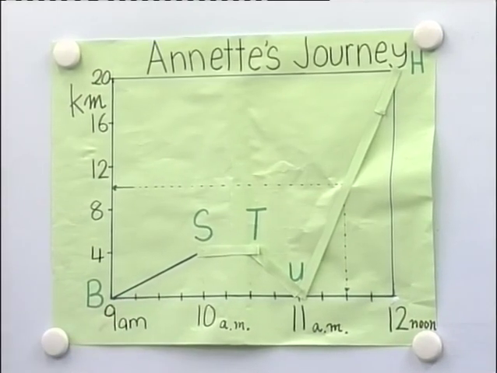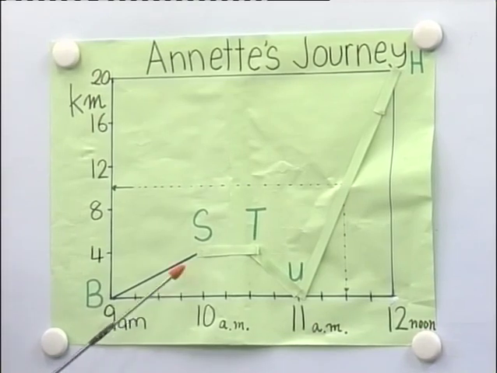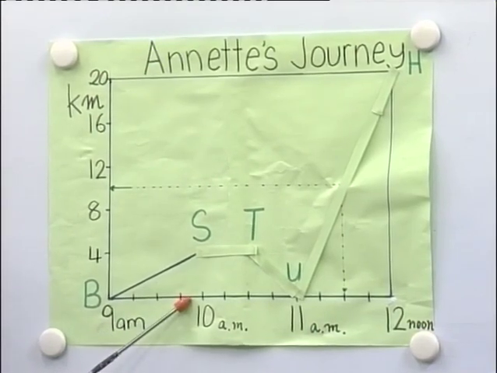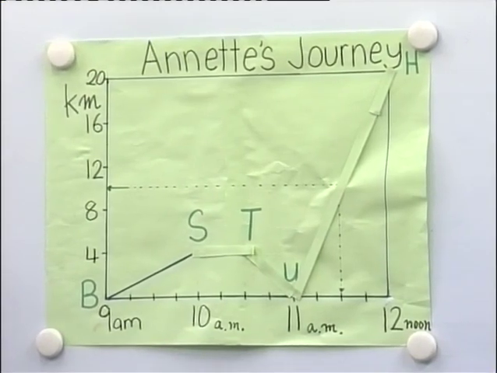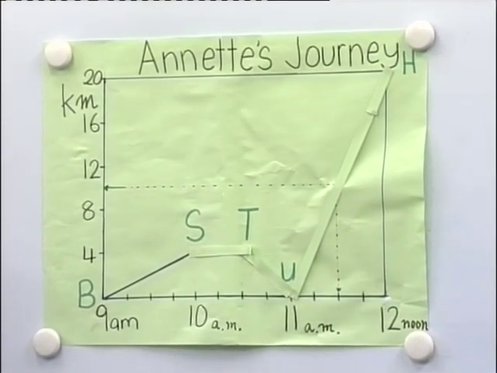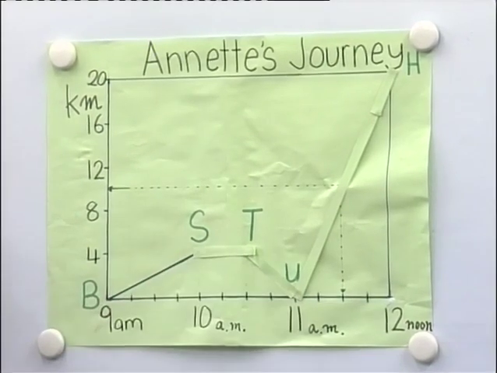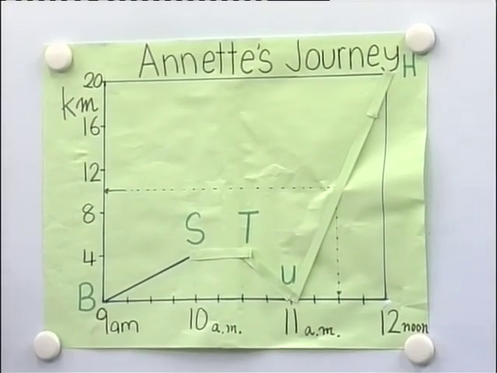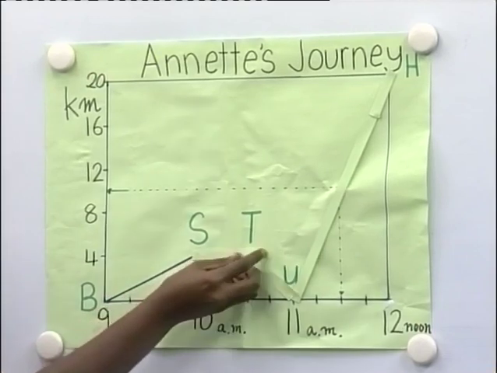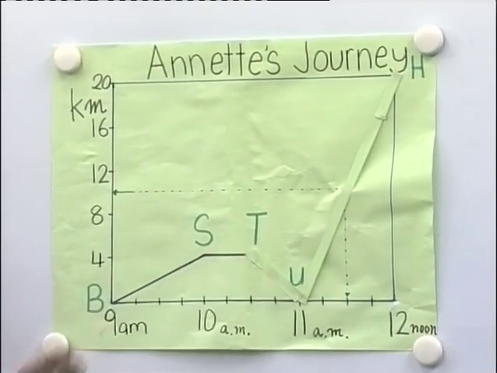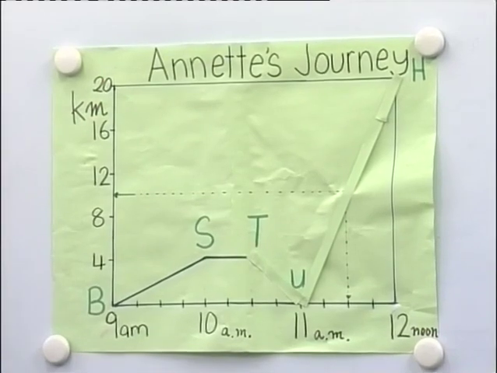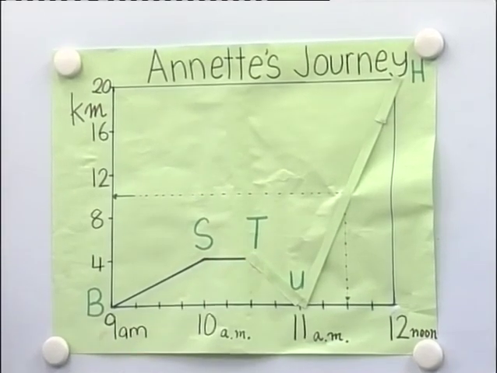Right, class? Look up here. It takes her 4 kilometers per hour. Okay. Now she stays at a friend's house and they tell stories about their holiday or their adventure during their holiday. And she stays with a friend for half an hour.